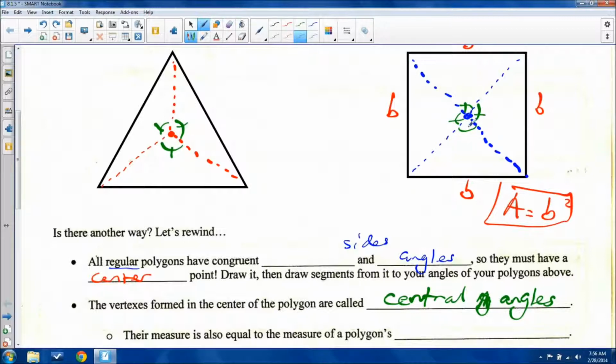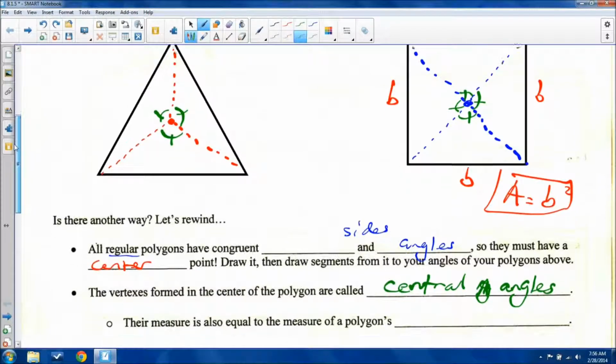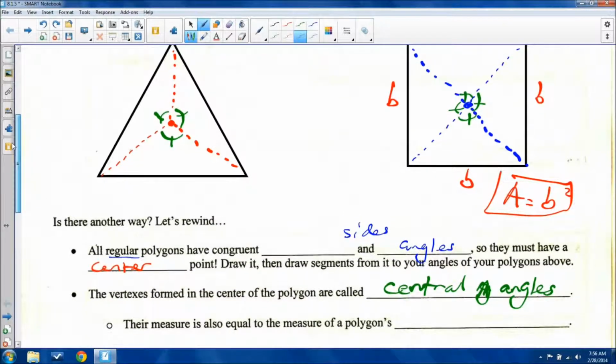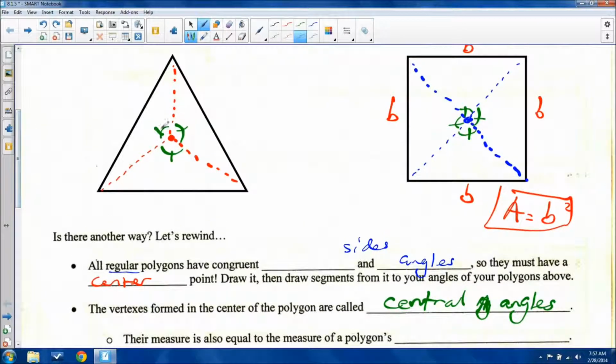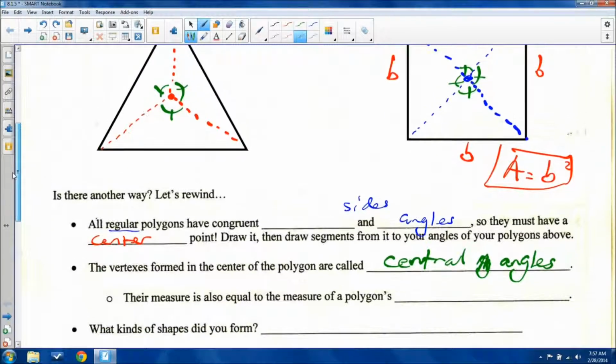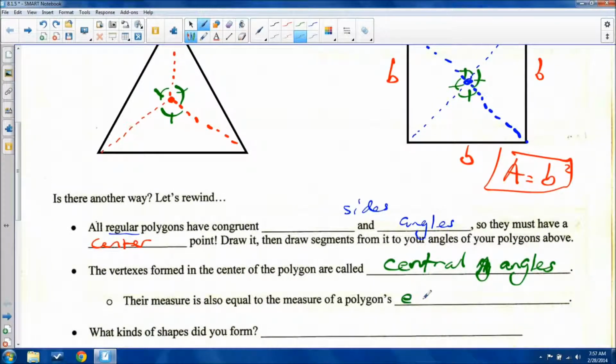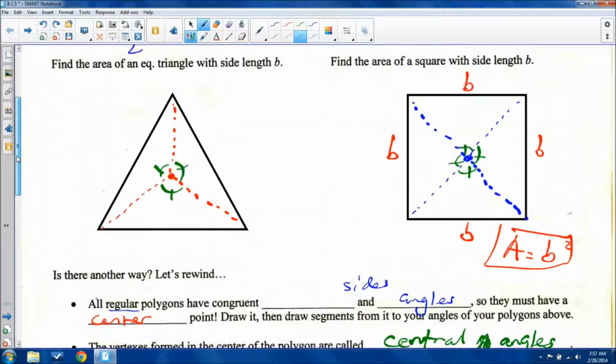Okay, and something interesting about central angles is that they are all congruent within the triangle. So these are all the same angle, etc. Their measure is also equal to the measure of a polygon's, check this out, actually the polygon's exterior angles. So I'll go ahead and prove that to you in two ways.